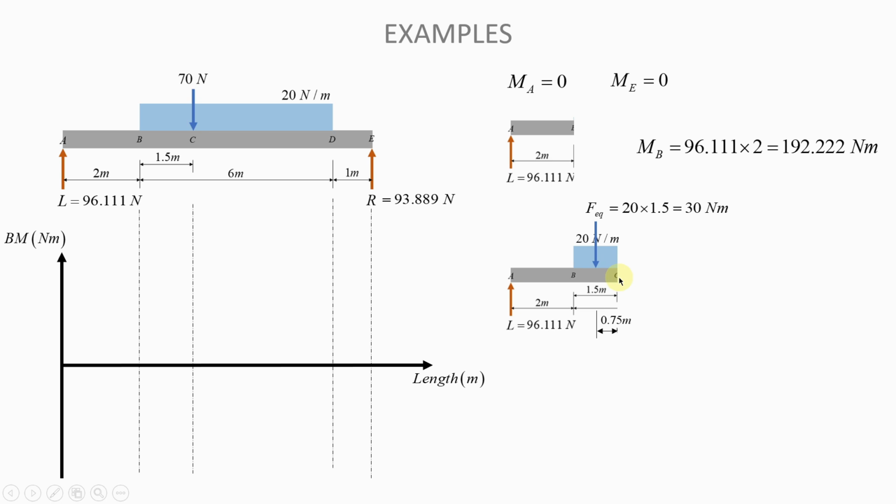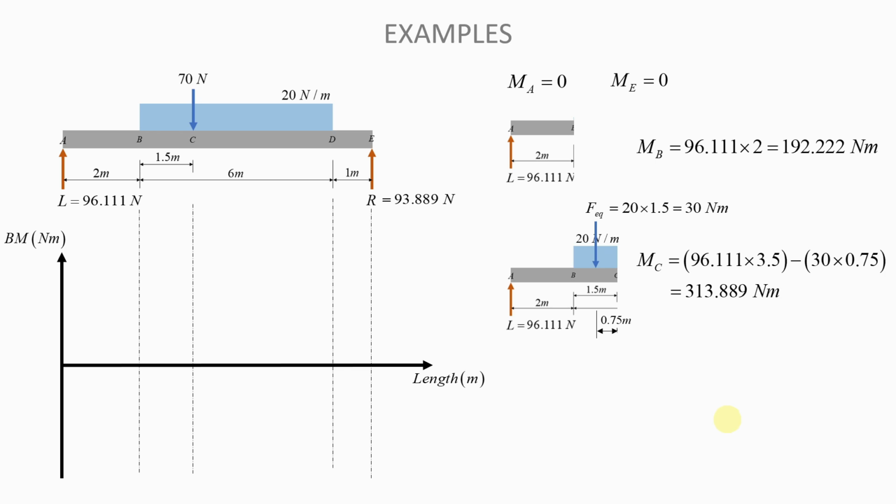And so if we want to find the sum of moments about the cut, the force L will create a positive moment, whereas the equivalent force here will create a negative moment. And so the sum of those moments, therefore, will be like that. Notice the negative sign here, because this force is creating a negative moment. And so once you do it like that, you will find that the moment at C is actually supposed to be equal to 313.889 Newton meters. Okay, very important.